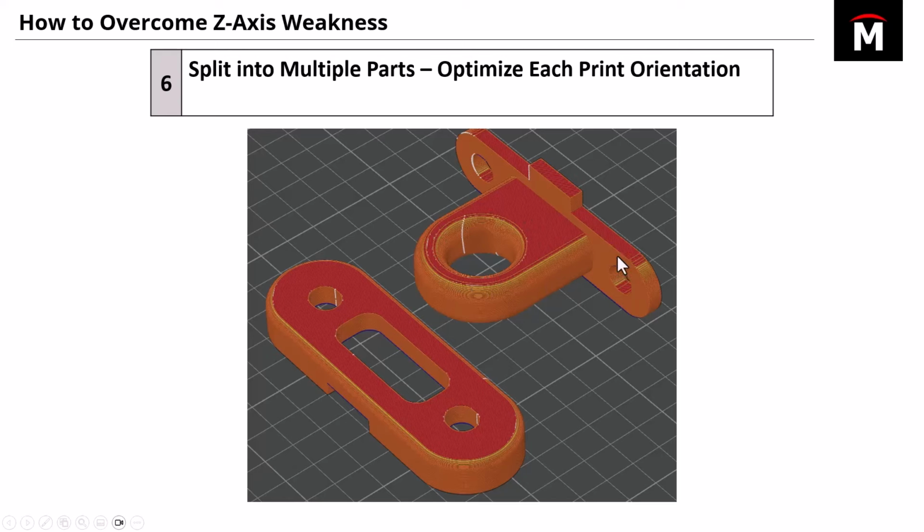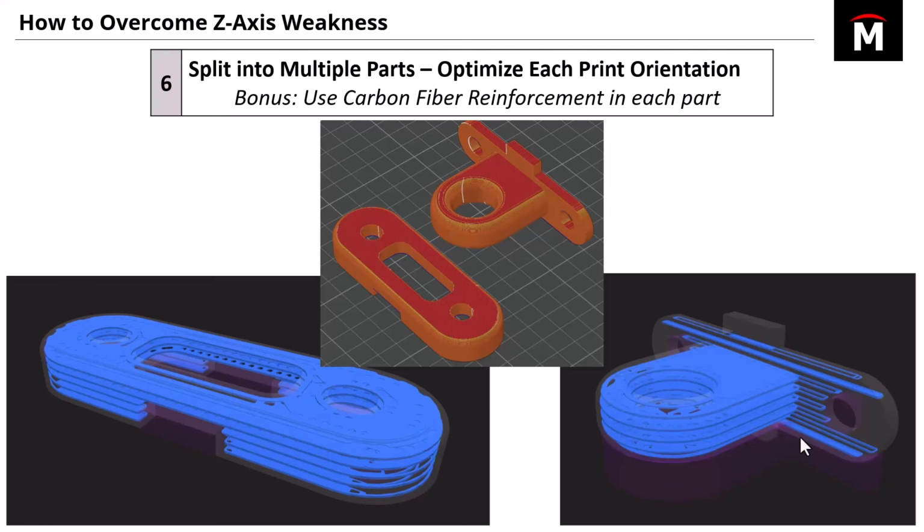Then we have this additional flat piece that will be resisting the flange as the hook's being pulled. This technique adds a lot of strength just by itself, and it'll work with any FDM printer out there. But if you have a Markforged 3D printer, you can take things to a whole other level with this bonus tip, which is using carbon fiber reinforcement in each part.